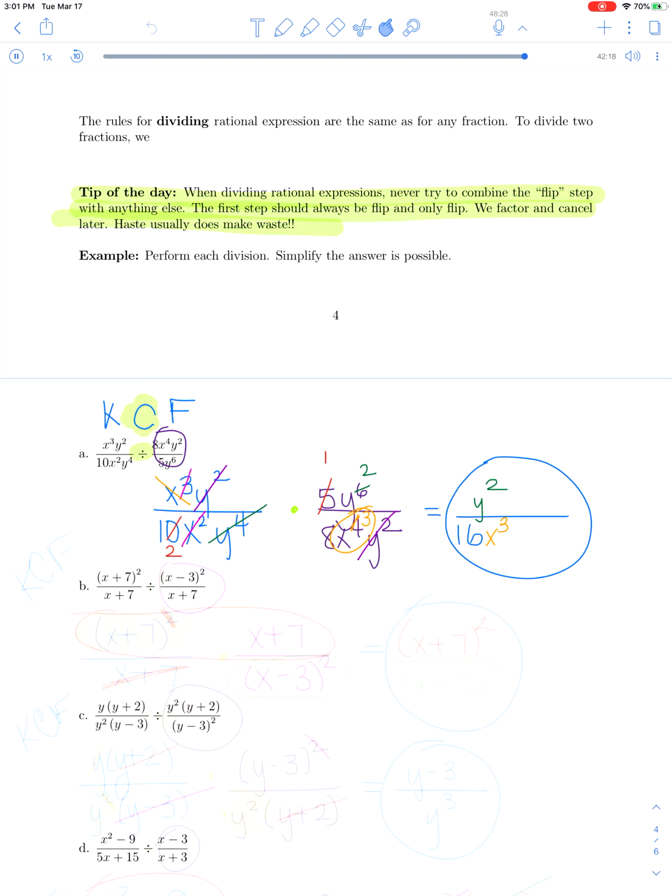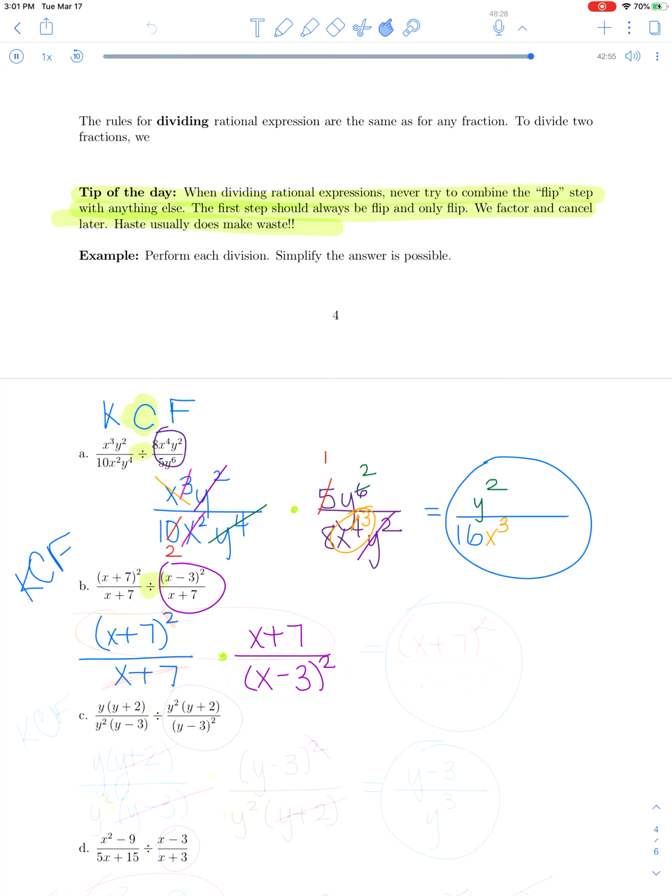Next time, again, I see division, so I'm going to do my keep, change, flip again. We keep the first fraction, which is x plus 7 squared over x plus 7. Remember, we're going to change the division to multiplication. That can't happen for free, so there's a consequence. It flips that second fraction upside down. So when it flips it upside down, it becomes an x plus 7 over an x minus 3 squared.